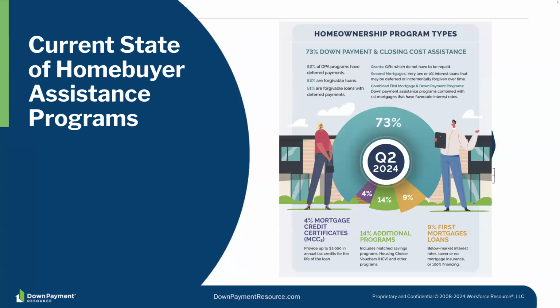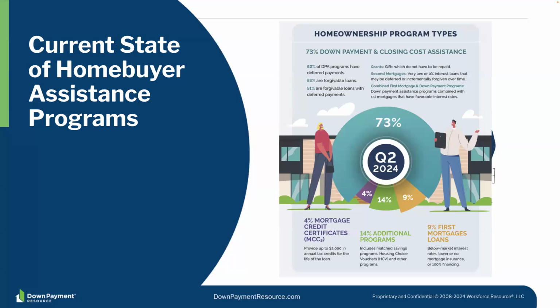Now, let's take a look at the current state of these assistance programs. Of all the homebuyer programs out there, 73% are some form of down payment or closing cost assistance. Now, as we look at that, that's really a catch-all category. And we'll be digging deeper in a few minutes, but it's important to know that not all DPAs are the same.